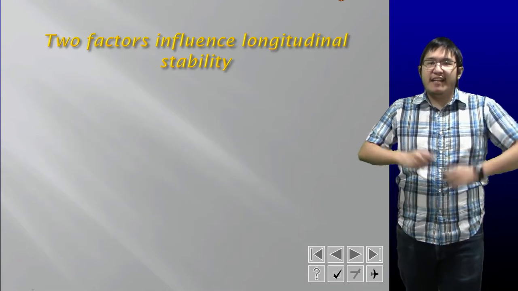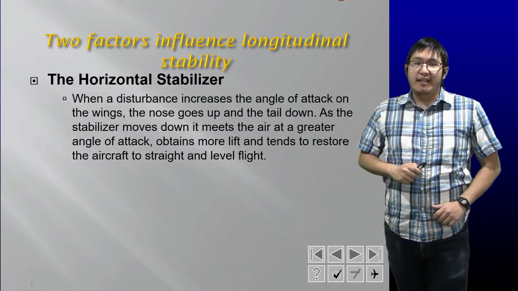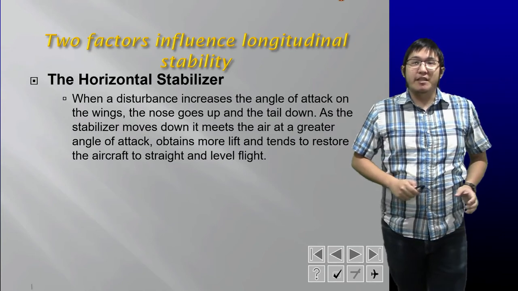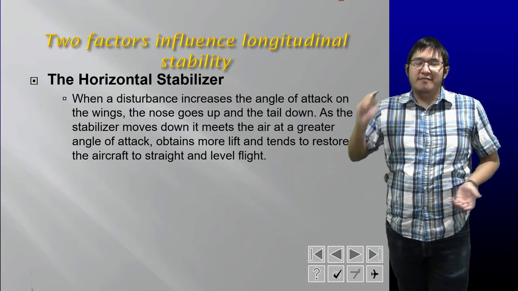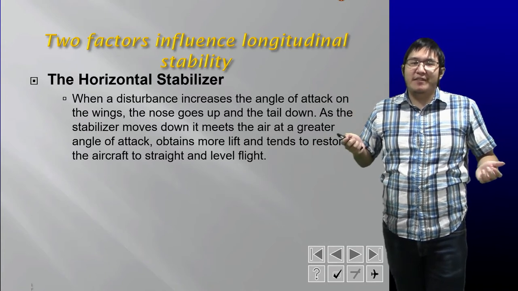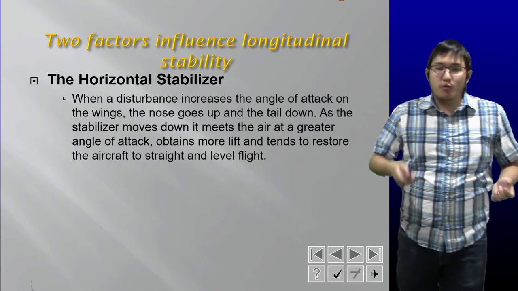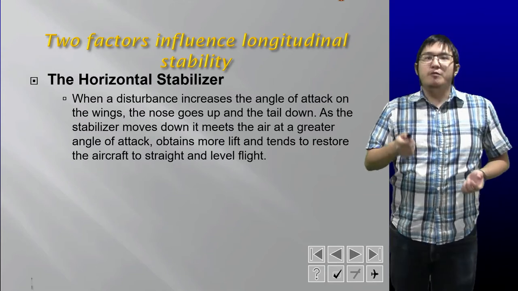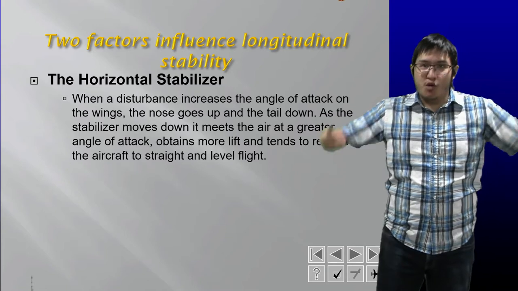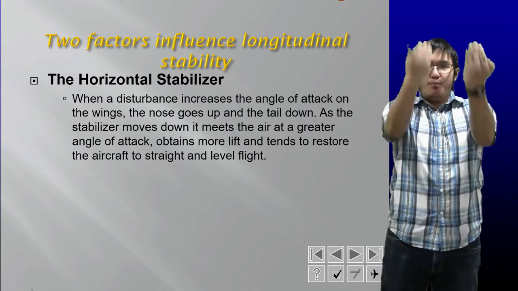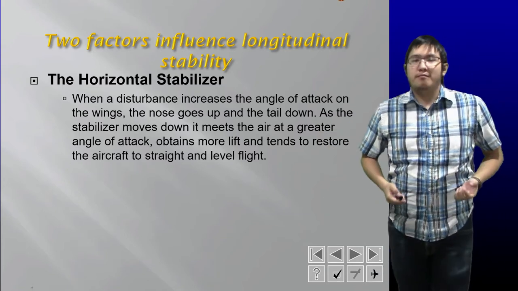There are a few factors that can influence longitudinal stability. First is the horizontal stabilizer. Let's say we have a disturbance that increases the angle of attack on the wings. So the nose will go up and the tail will go down, so we will pitch up. Think of it kind of like an updraft pushing under the airplane, pushing us upwards.